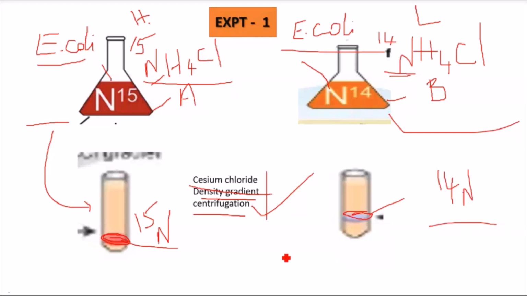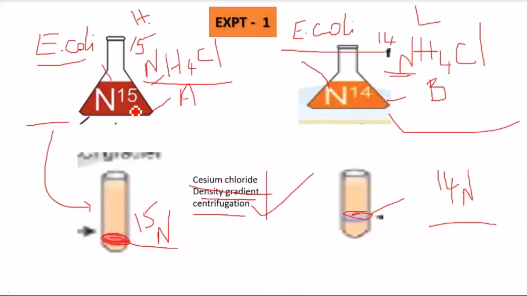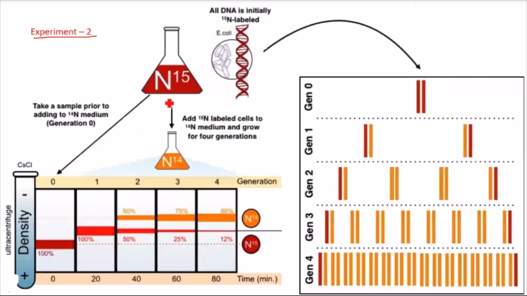Then what they have done? They have done the second experiment. You see here, it's the second. From the heavy culture medium, only one E. coli was taken and transferred into a medium known to contain only N14, that is ammonium chloride. Ammonium chloride is there as a nutritive substance in which only N14 nitrogen is there. There is no N15 in this medium.